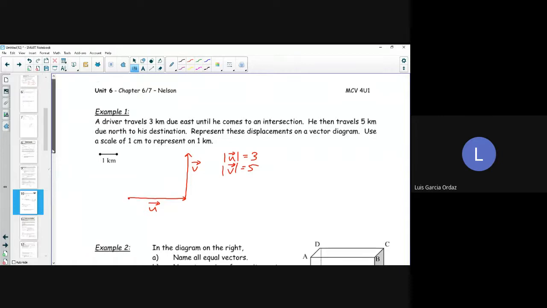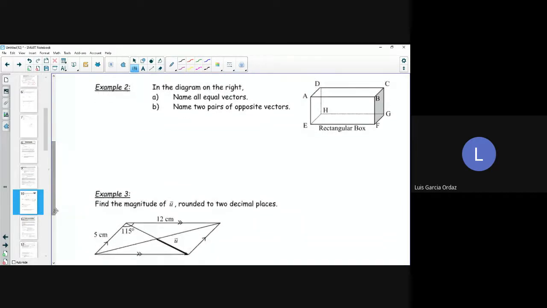So now we get to the annoying stuff. In the diagram on the right, name all equal vectors. So let's label them using my marker. Vectors that are equal to each other are vector AB is equal to vector DC, which is equal to vector EF, which is equal to vector HG. So those are what we would call equal vectors.